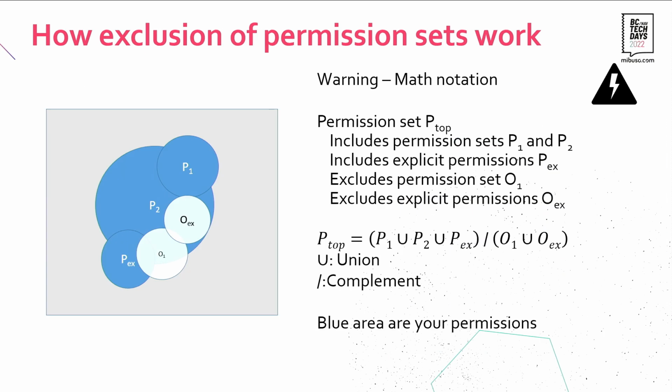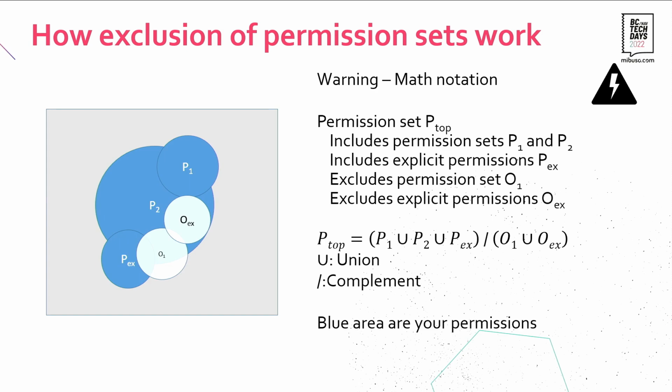So, warning. This is math. It is set theory. When you have a permission set that includes others, in this case you have the P top permission set, and that includes permission sets P1 and P2, and then some explicit permissions PEX. And then it excludes permission set O1, and it excludes explicit permissions, OEX, the explicit ones.